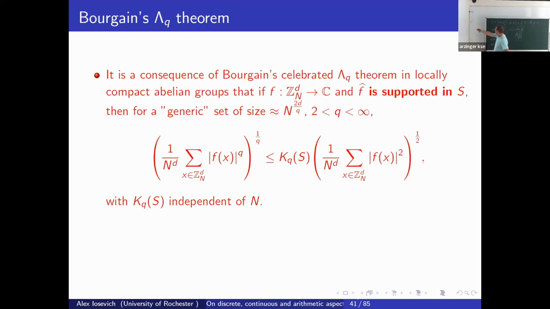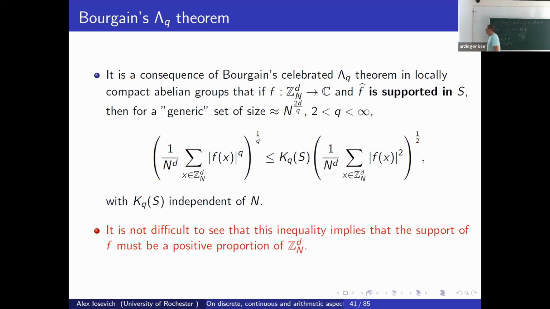But what Bourgain showed is that if S is a thin set, meaning it's of size N^(2d/q), q bigger than 2, and S is generic, okay? S doesn't have to be generic. For example, if N is prime and d is 2, and your set is a circle, then this works, and you have seen the proof. It takes a few lines of reduction from what we did, but it works. So this is Bourgain's result.